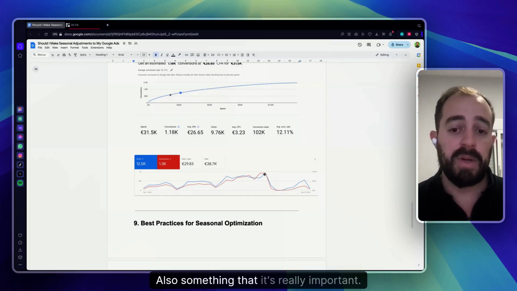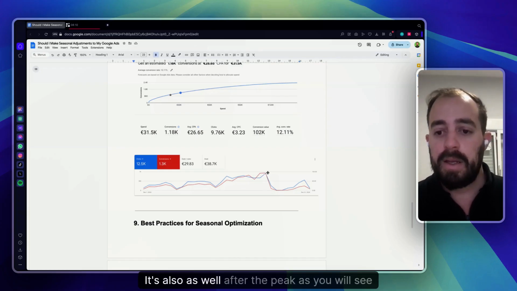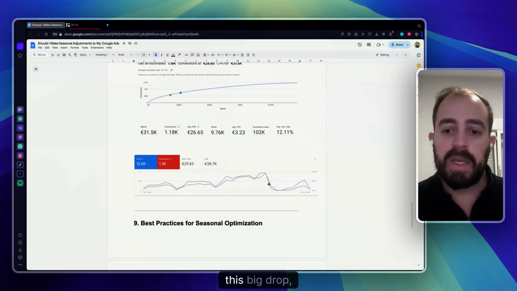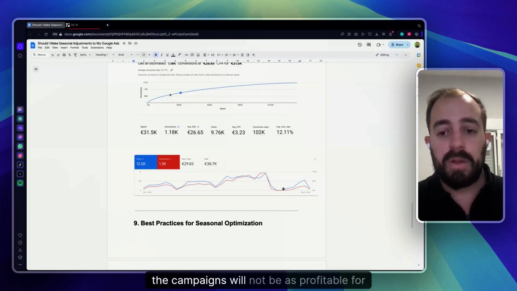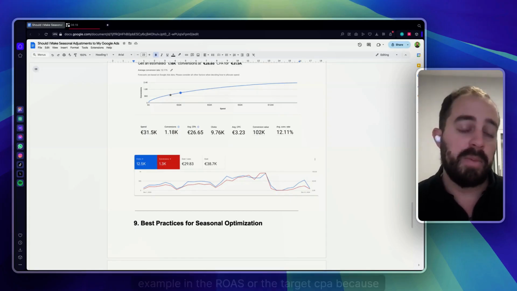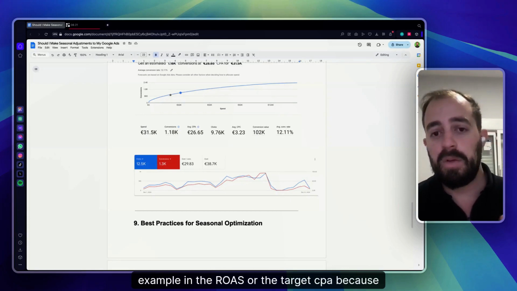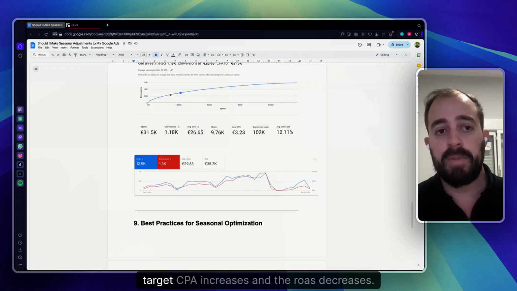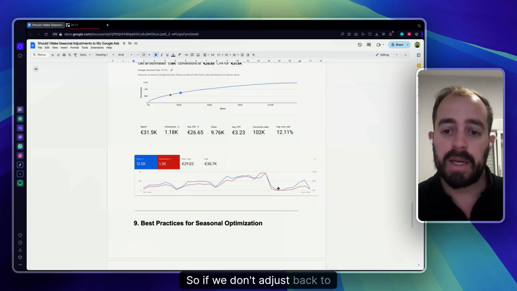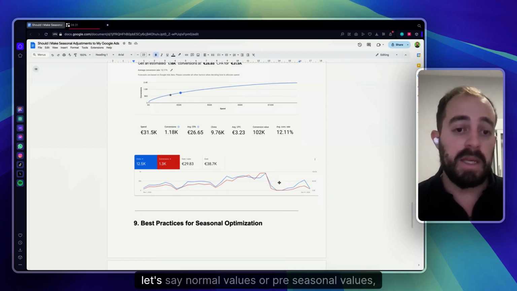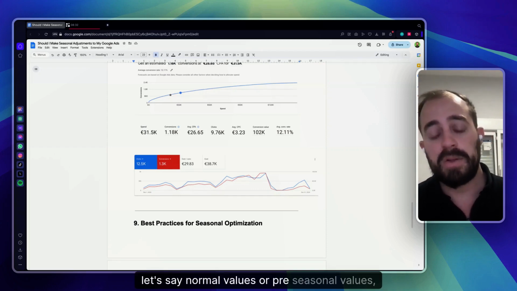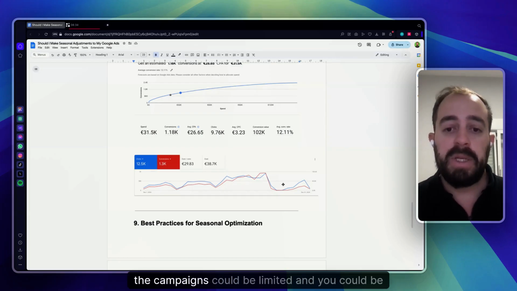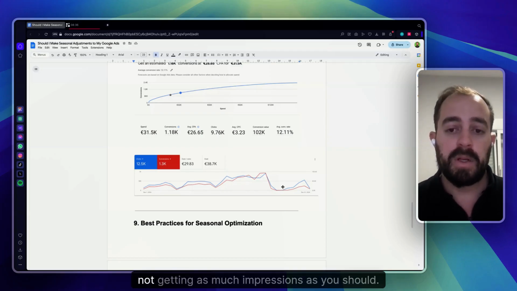Also, something that is really important is what happens after the peak. As you will see this big drop, the campaigns will not be as profitable, for example in the ROAS or the target CPA, because usually the target CPA increases and the ROAS decreases. So if we don't adjust back to normal values or pre-seasonal values, the campaigns could be limited and you could be not getting as many impressions as you should.